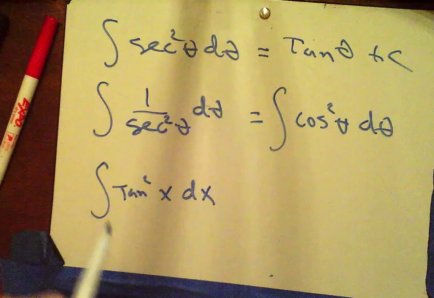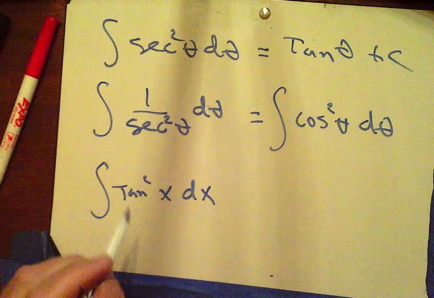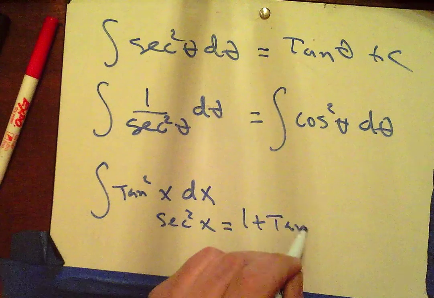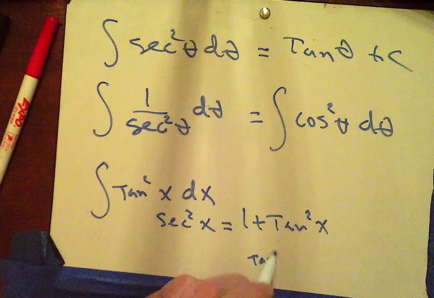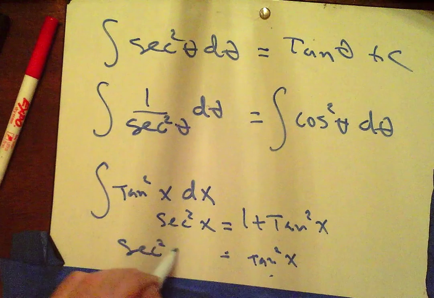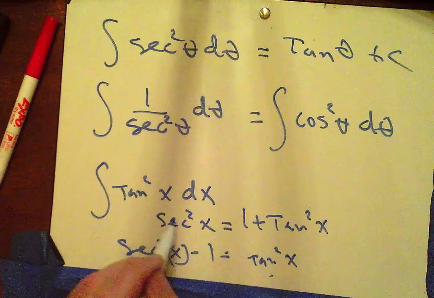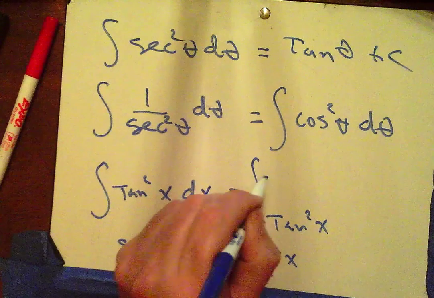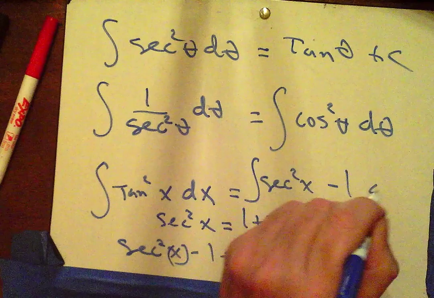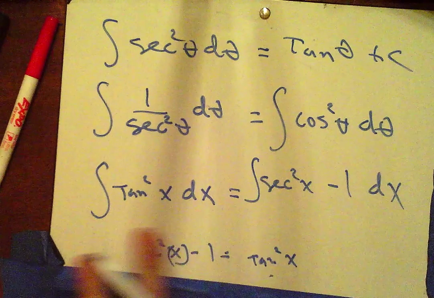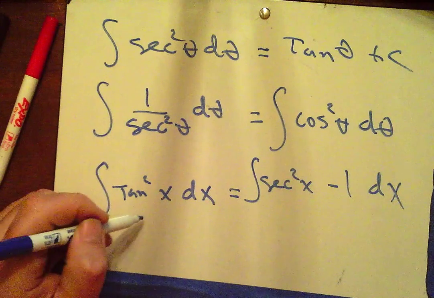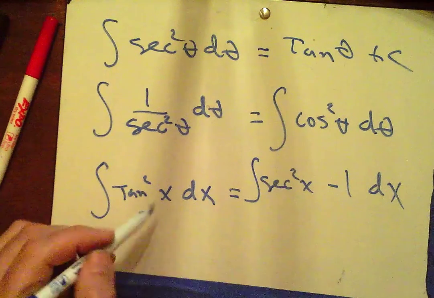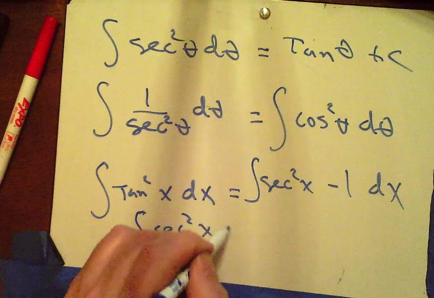And instead, I want to think about a Pythagorean identity I know. Remember that secant squared x equals 1 plus tangent squared x. So tangent squared x is going to be secant squared x minus 1, because I subtract 1 from both sides. So this thing that I was stuck with, I can rewrite as secant squared x minus 1 dx, using that Pythagorean identity. Again, we learned the Pythagorean identities for a reason. This was the reason. Okay, so what's... Oh, I wanted to split this up into 2 integrals.